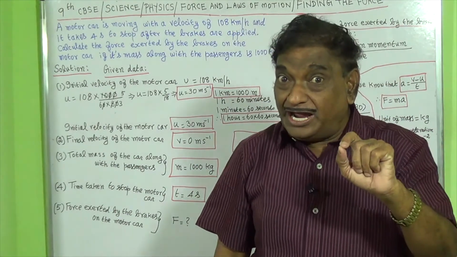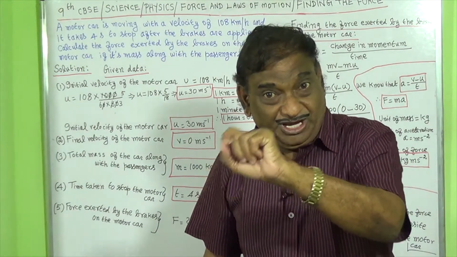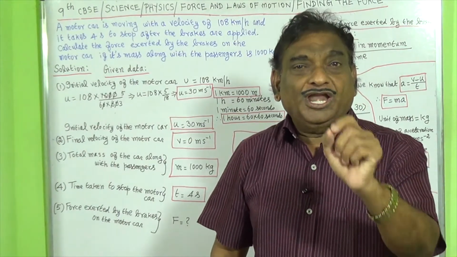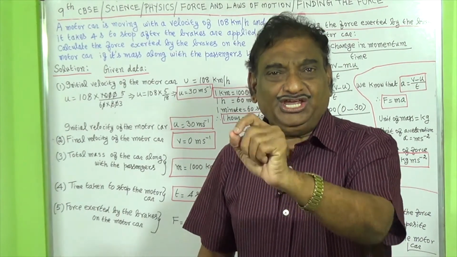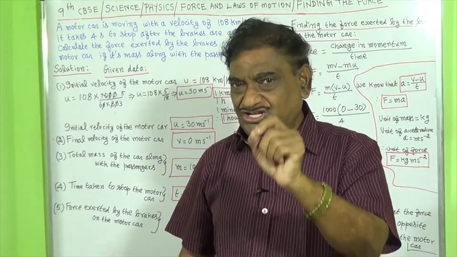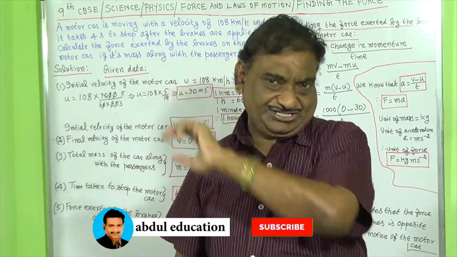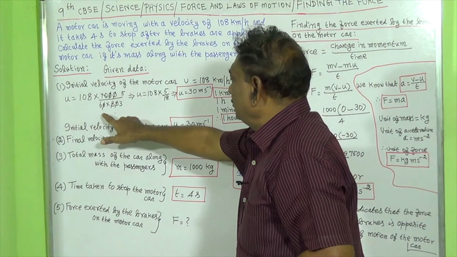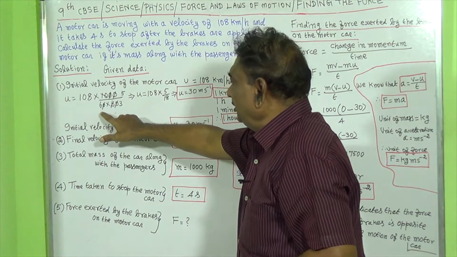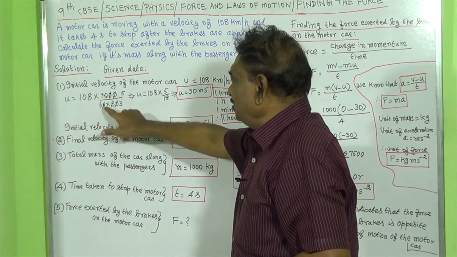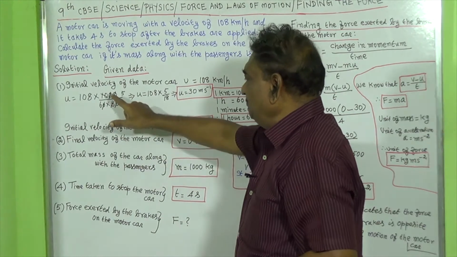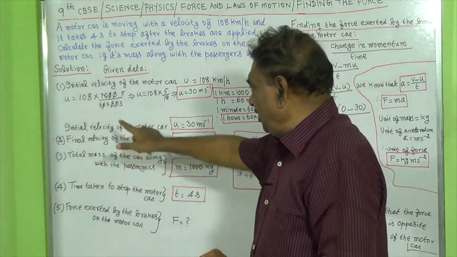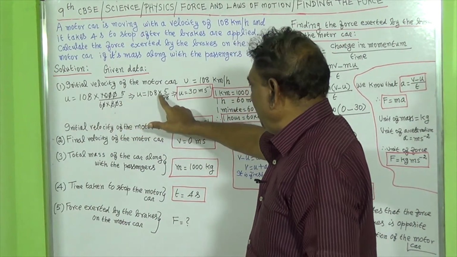We also know that 1 hour equal to 60 minutes, 1 minute equal to 60 seconds. Therefore, 1 hour contains 60 into 60 seconds, that is 3600 seconds. So I am writing in the denominator as 60 into 60. If we simplify 108 into 1000 by 60 into 60, we will get 5 by 18.